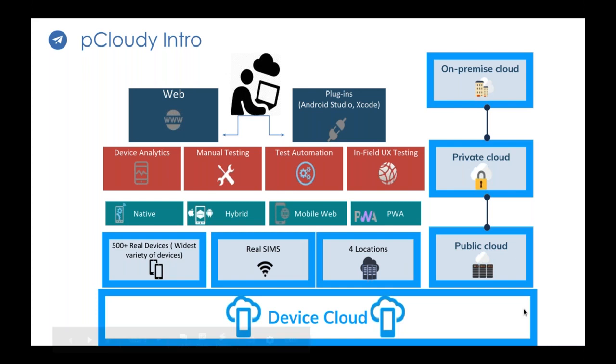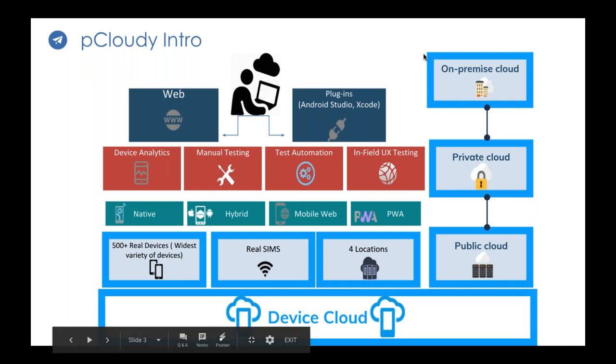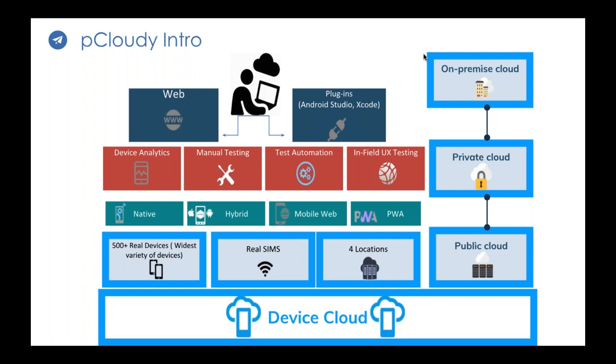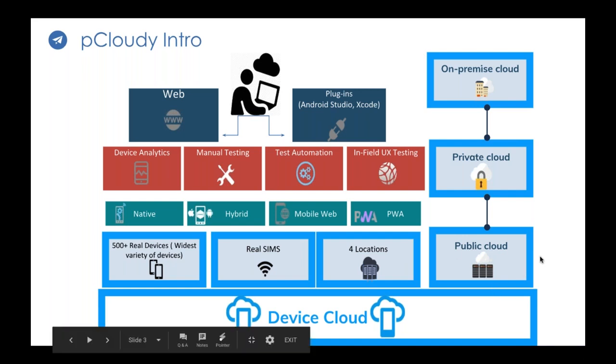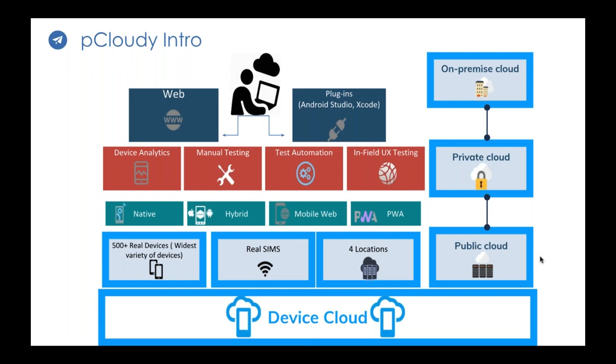Our business works in 3 different flavors. The main part which you see at www.pcloudy.com is the public cloud. Here you can log in and you can get 60 minutes of free usage as long as you're a first time registration. And you can access our devices. All these 500 odd devices would be available for you, and you can do all the testing and benefit from all the features that I just explained to you.